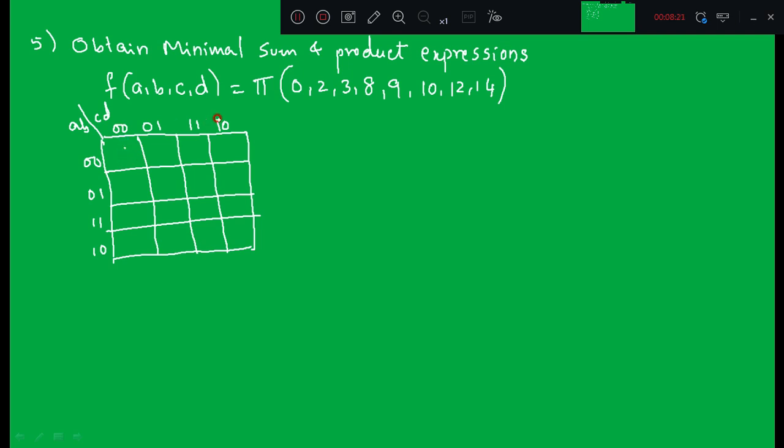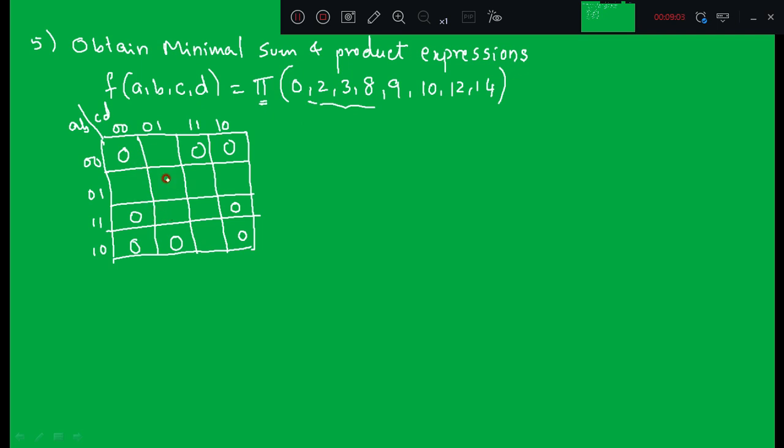Zero, because the pi is given here, right? So you have to fill these cells with zeros. The max terms are given. These are not the min terms, the max terms are given, right? So first we will obtain the minimal product term, because I am going to fill these cells with zeros, right? So 0, 1, 2, 3, then 8, 9, 10, 11, 12, 14, right? So I have filled all these max term cells with zeros, right?